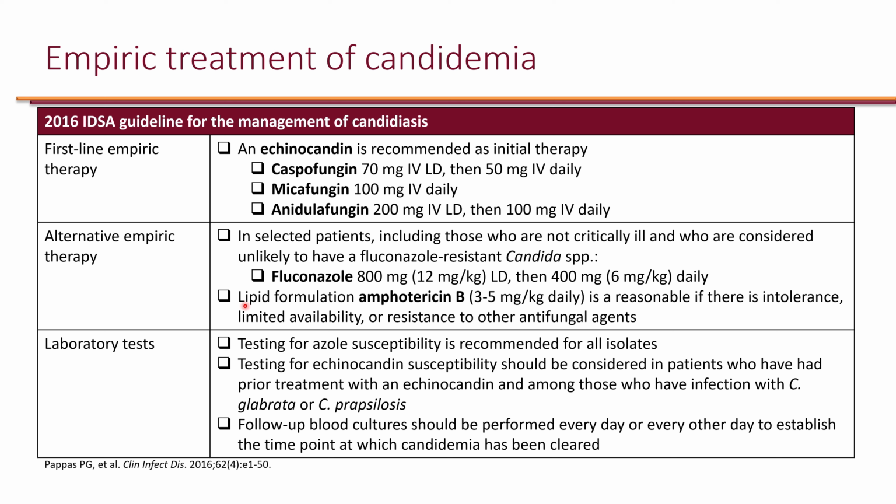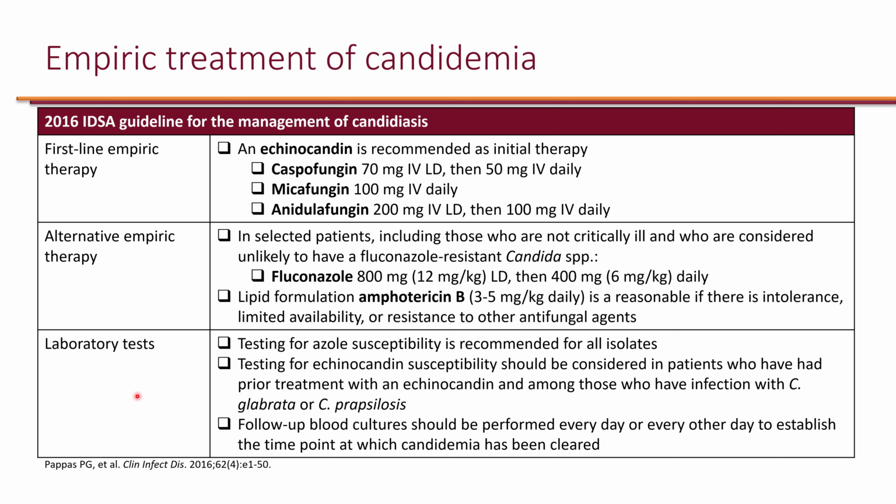And of course, another alternative is lipid formulation amphotericin B. It is reasonable if there is intolerance, limited availability, or resistance to other antifungal agents. In other words, if you don't have an echinocandin on formulary and somebody has a contraindication to fluconazole, either because they cannot tolerate it, QTc prolongation, and other things, then lipid formulation of amphotericin B would be your option. And that's because amphotericin B is very nephrotoxic and we want to avoid it as much as possible.